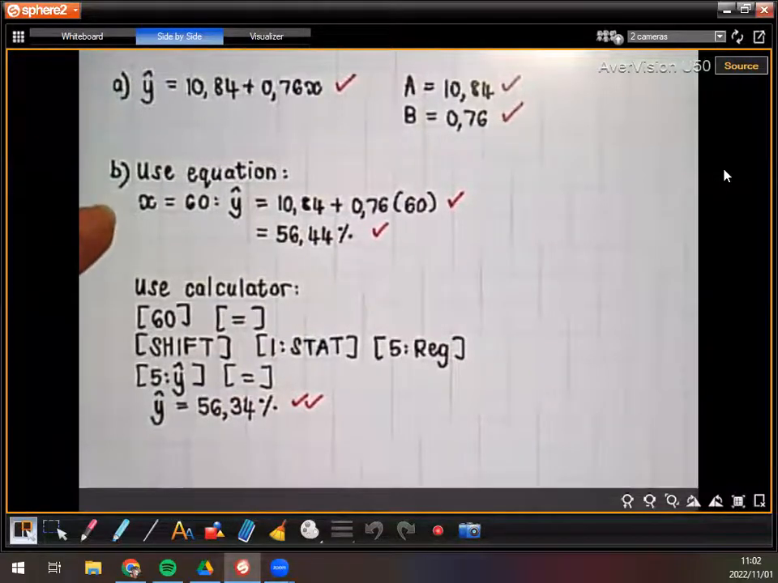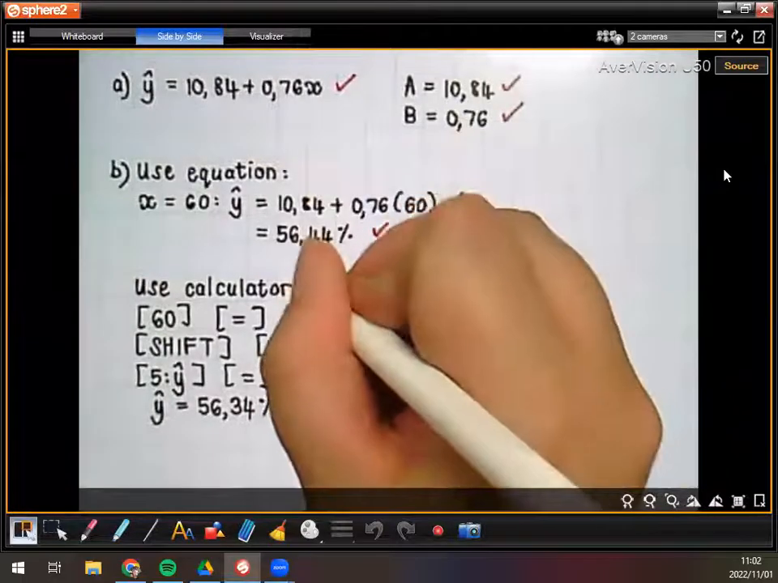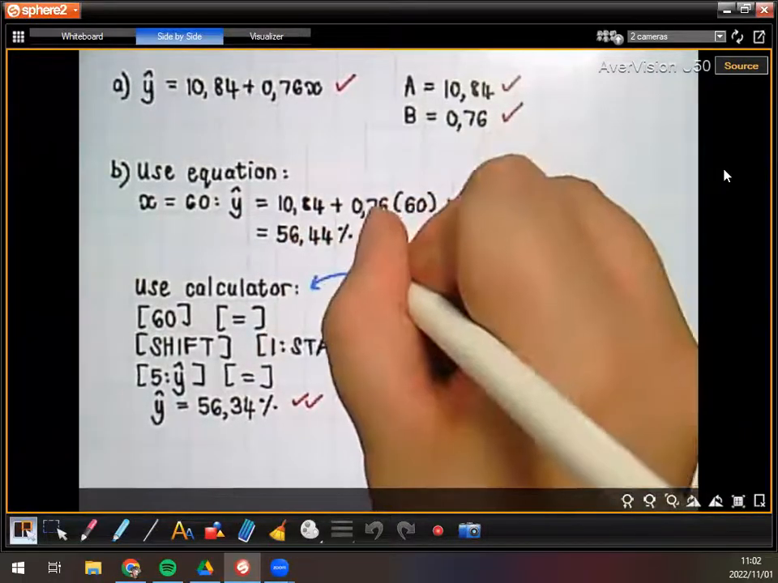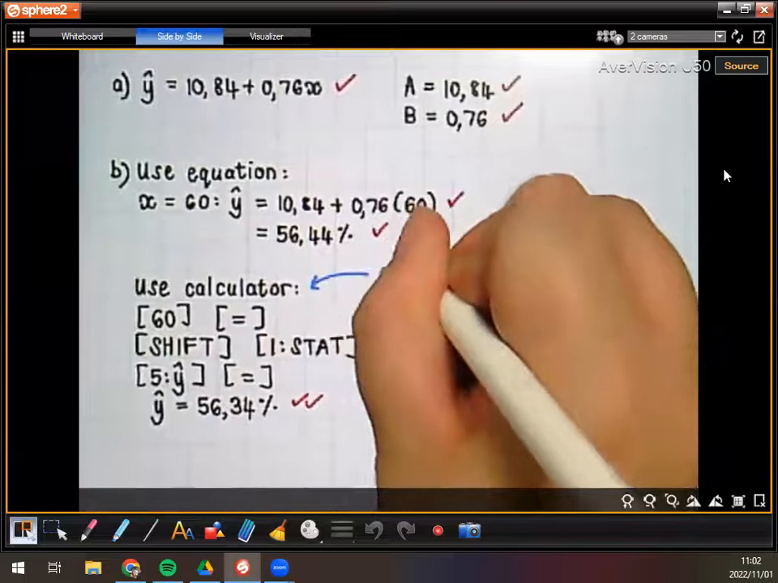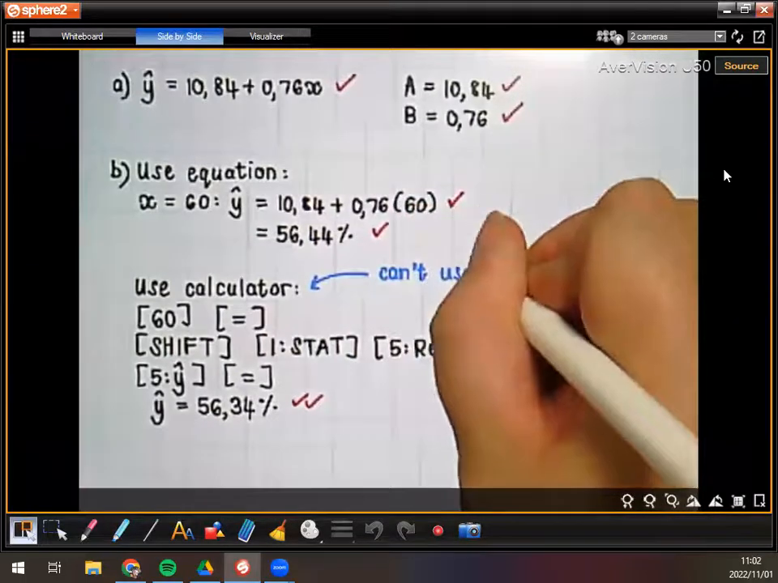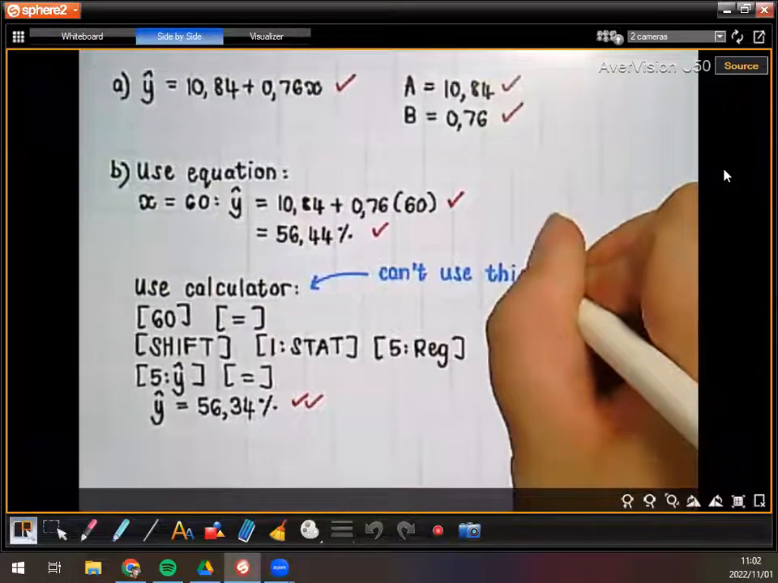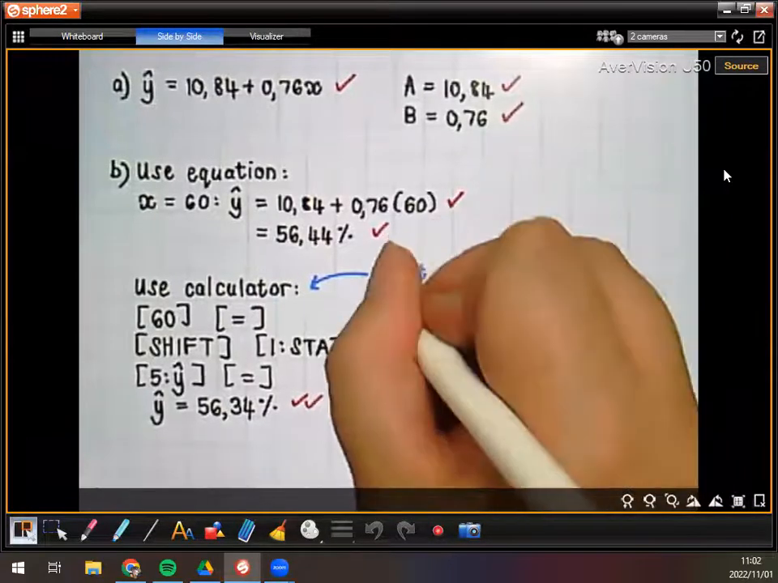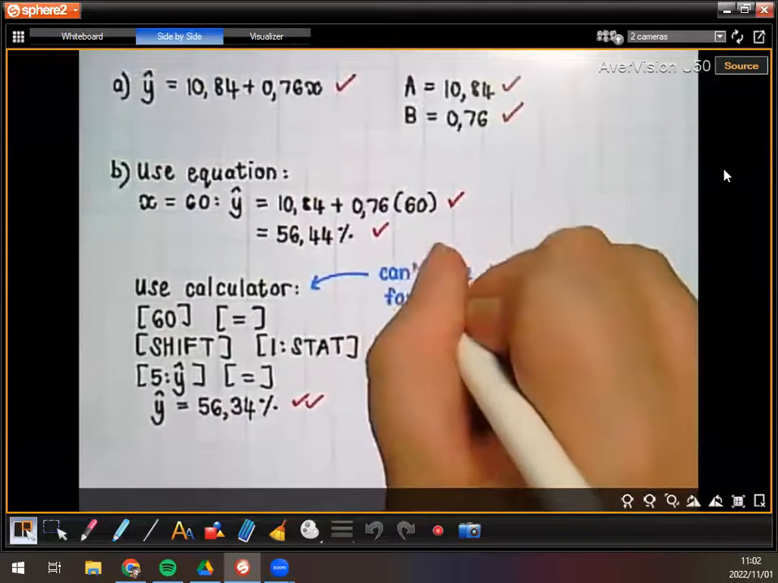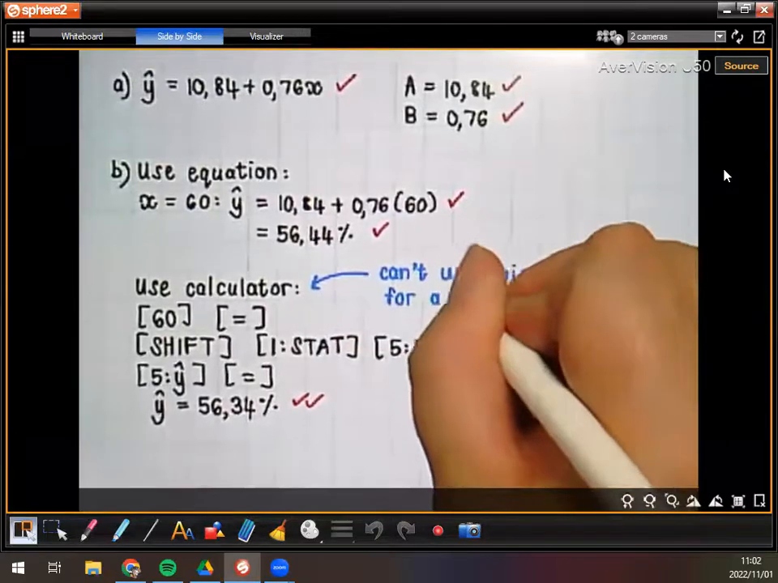If you want to stick with the equation method, because this one also works for line of best fit, that's fine, right? You can't use the calculator method for a line of best fit. You can only use it for a regression. Okay, so I'm going to just write that in here. Can't use this method for a line.